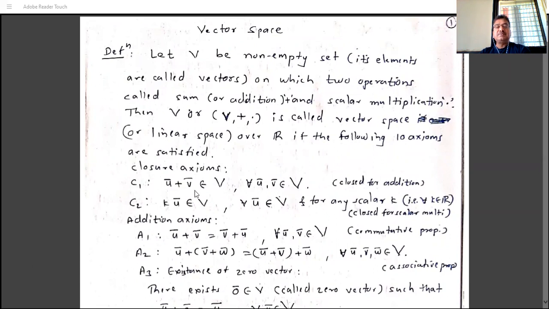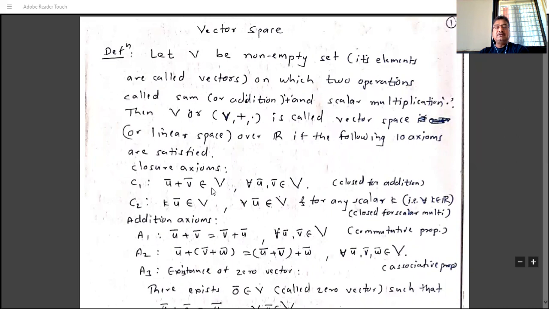So this is the first property, that V is closed for addition. That is, the addition of every two elements of V belongs to V. When this property is satisfied for a set, for example the set of natural numbers, what happens? Addition of every two natural numbers is again a natural number.